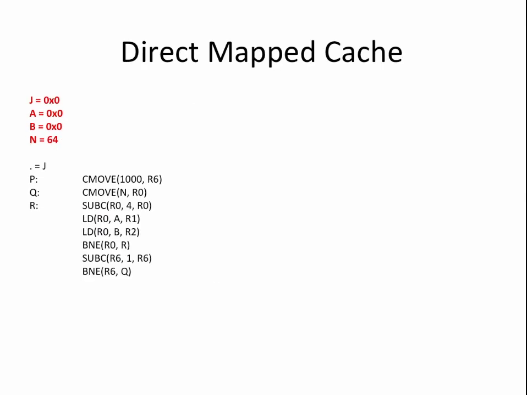Let's begin by considering the direct mapped cache. In the direct map cache, we would want to first access the first CMove instruction. Since this instruction is not yet in the cache, our first access is a cache miss. We now bring the binary equivalent of this instruction into line 0 of our cache.